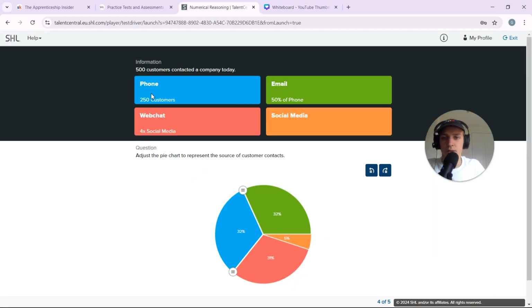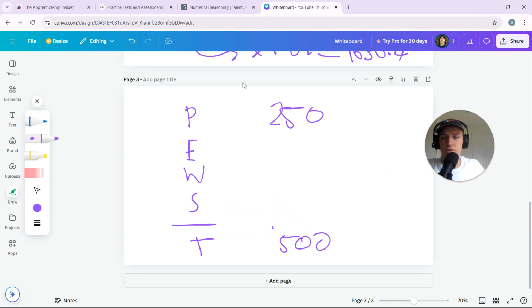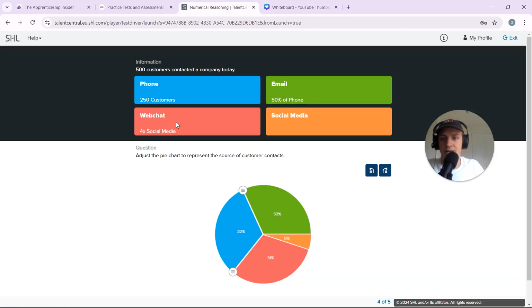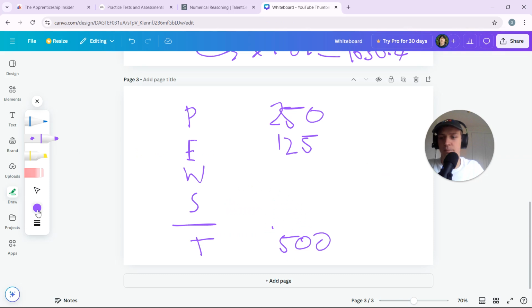So email was 50% of phone, so we know email is going to be 125. Okay, so now we've got to do web chat and social media. So web chat is 4 times social media doesn't tell us. Okay, so at the moment we can't actually work it out. So here's what we need to do. We need to combine these and work out what they would be if they were combined.